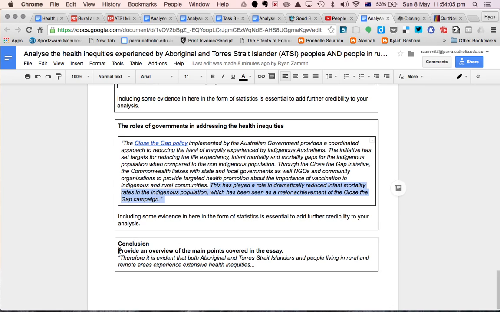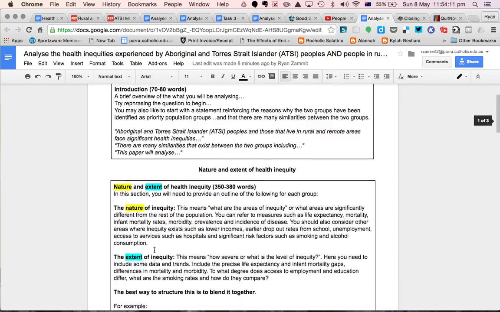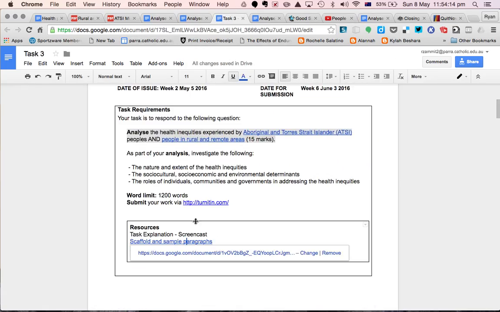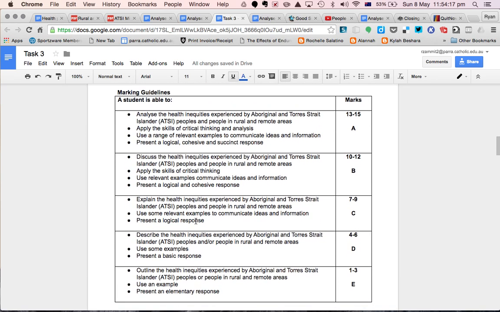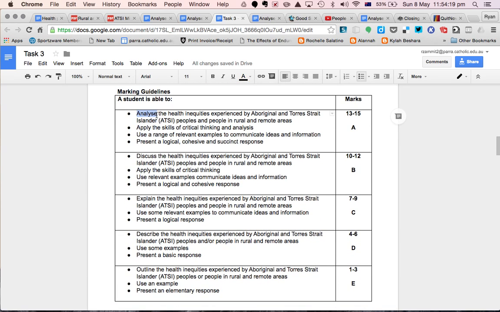Your conclusion should be quite brief as well. Don't spend too much time on the conclusion, just sum up with some key points. Try and keep to the word limit. It's important that you read your criteria. Of course, you're expected to analyse to get into the top band. It's critical thinking and analysis. We'd like to see you make lots of connections between concepts and draw out implications, examples and evidence throughout. So use statistics and evidence to communicate. Make sure it's logical and cohesive. And this word here is a big one, succinct. If you write too much, you can't get up into that band. So you need to be fairly close to that word limit.